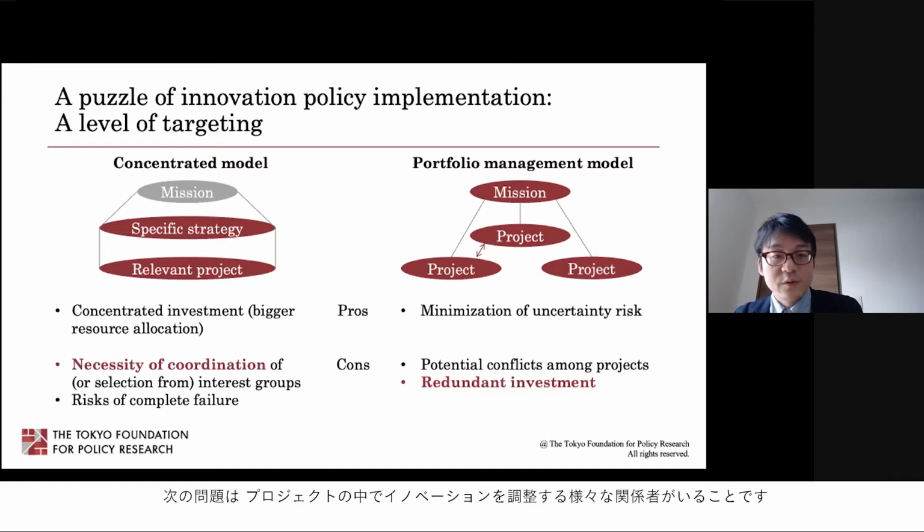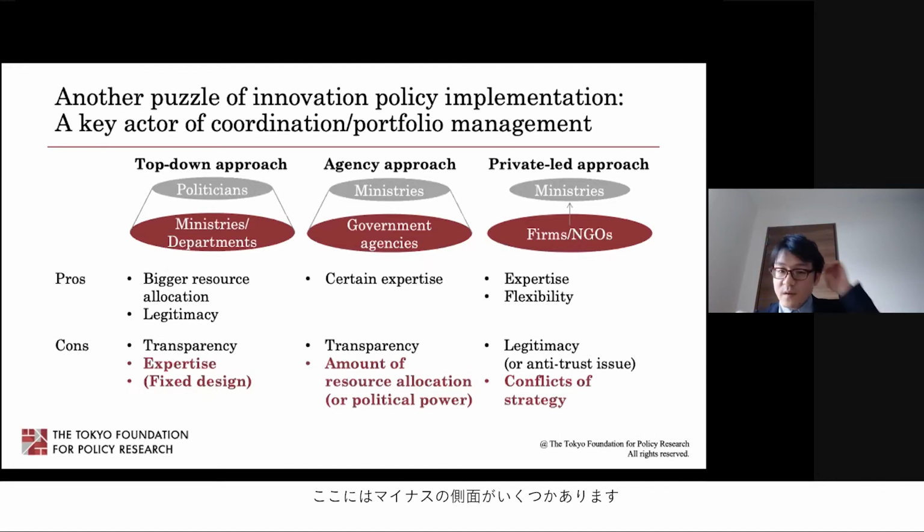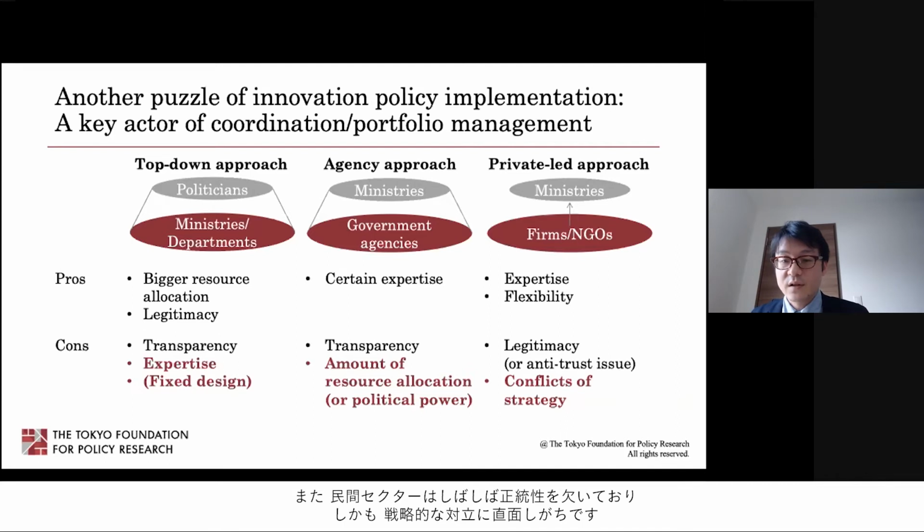So the next puzzle is that we have different actors to coordinate the innovations in the project. One is the government, another is the government agencies. The final actor is the private sector. There are several negative aspects: government often lacks expertise in the specific innovation field areas, and the private sector often lacks legitimacy, and also they often face strategic conflict.